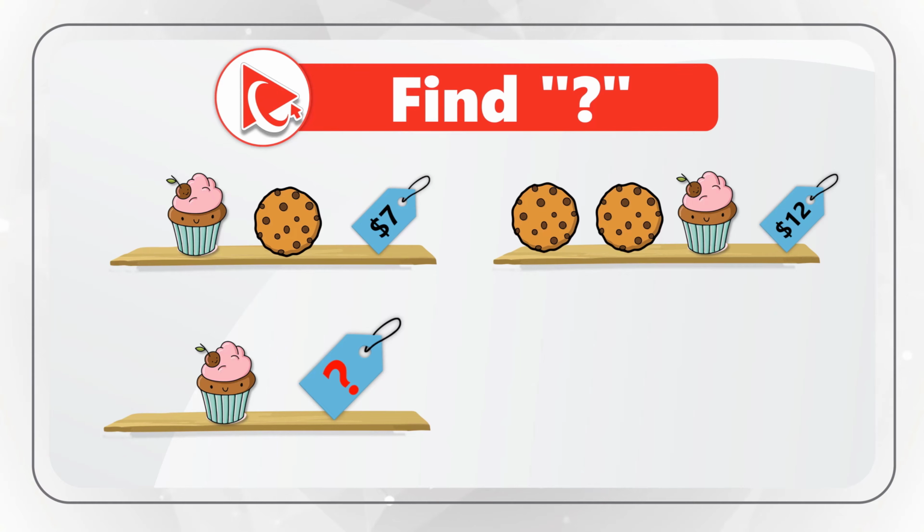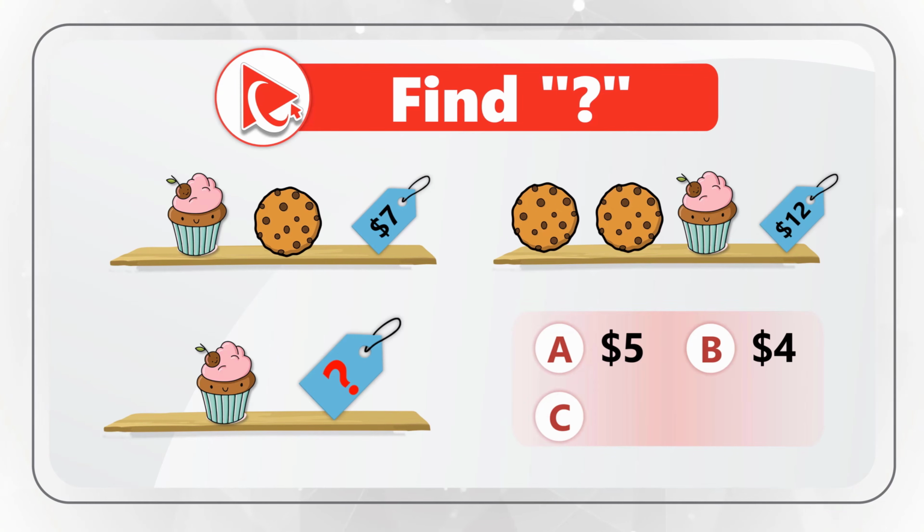The first set consists of 1 cookie and 1 cupcake, and the price tag for the first set is $7. The second set consists of 2 cookies and 1 cupcake, and the price tag for the second set is $12. The last set consists of only one cupcake, and you need to calculate and select the price for the cupcake out of 4 possible choices. Choice A, $5. Choice B, $4. Choice C, $2. And last but not least, choice D, $3. Take a close look to see if you can come up with the answer.